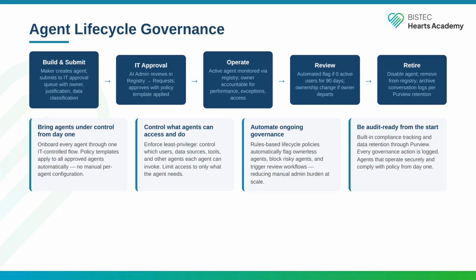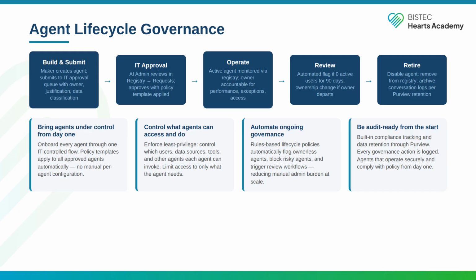In Review, automated rules flag the agent if it records 0 active users for 90 consecutive days. If the assigned owner departs the organization, an ownership change trigger fires. These are not manual checks, they are policy-driven. In Retire, the agent is disabled, removed from the registry, and conversation logs are archived according to the Purview retention policy applied at registration. 3 governance principles underpin this life cycle.